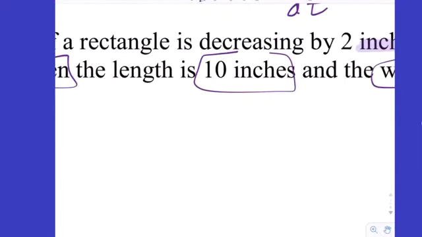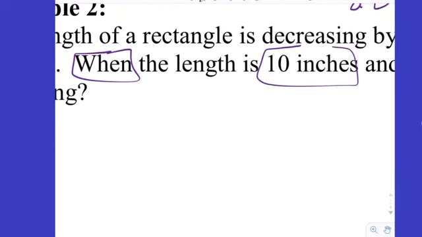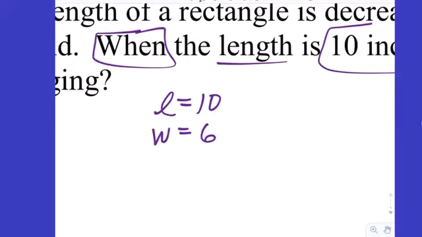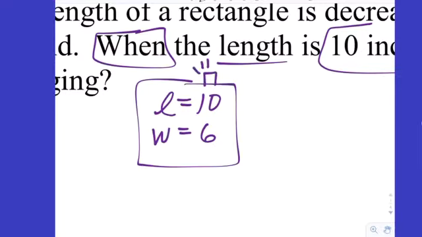Okay, and so because it's like you took a picture, I always draw it in a camera. It makes them kind of fun. So when the length is 10, I'm going to use L for length. And when the width is 6, I'm going to use W for width. So those are my moments in time. I'm going to put that in an old school camera with a flash cube.